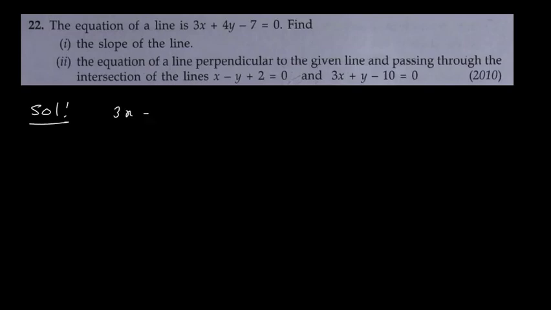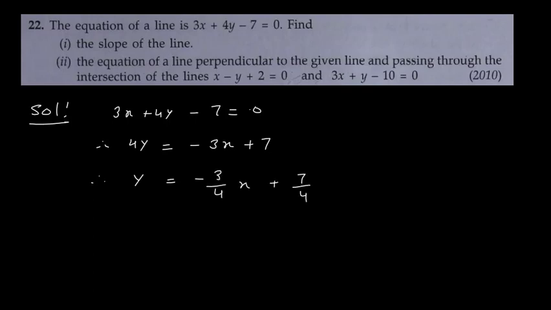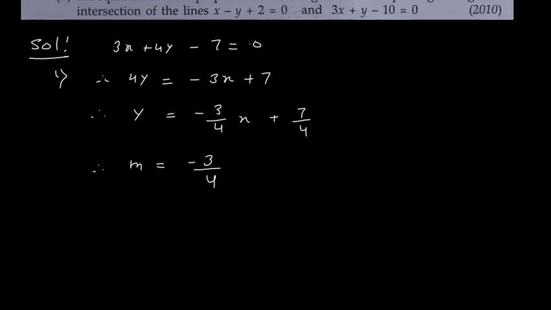3x + 4y - 7 = 0. We will convert this into the form y = mx + c. So 4y = -3x + 7. Therefore y = -(3/4)x + 7/4. So m = -3/4, the slope of the line. So this first part is done. Second, the equation of the line perpendicular to the given line.